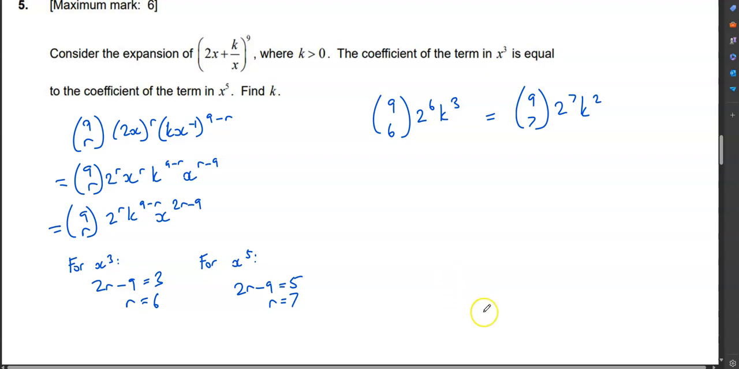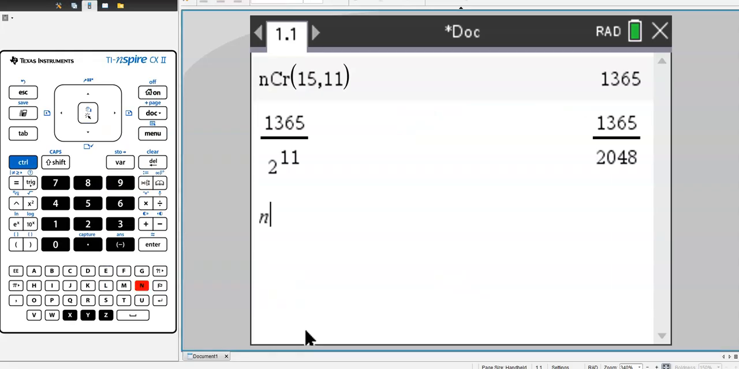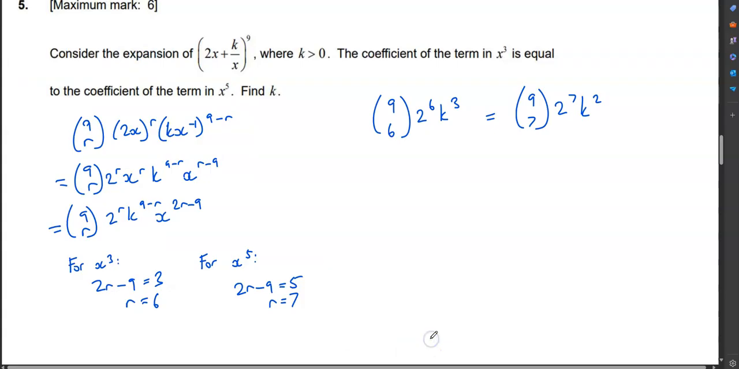Now let's work out 9 choose 6 and 9 choose 7. nCr 9, 6 and 9, 7, so that's 84 and 36. We can divide both sides by 2 to the power of 6, so we have just 2 left over there. 84k cubed, k squared. We're not going to divide by k squared, tempting as it may be. We're going to shift everything over to one side.